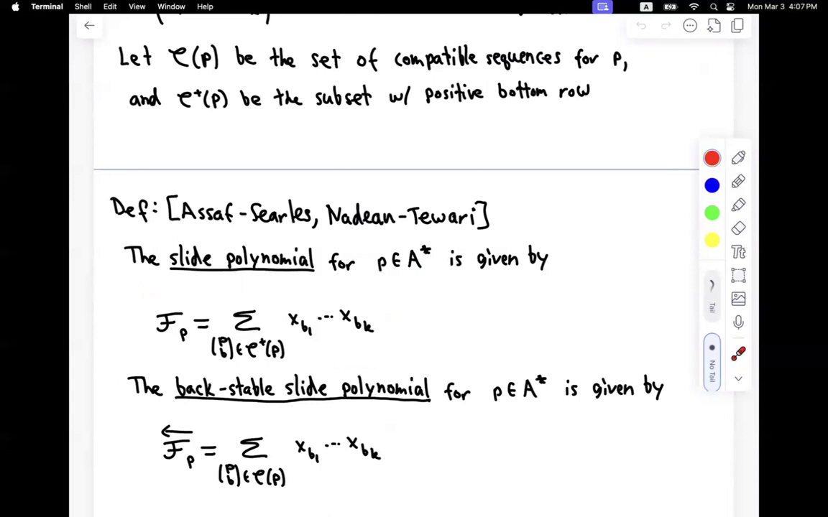So F sub P is the sum over all positive compatible sequences. And we just take the monomial where, if the bottom row is B1 through BK, we take those variables, X sub B1 times X sub B2 all the way up to X sub BK. And the backstable slide polynomial is exactly the same definition, except instead of just positive compatible sequences, we now use all of them. These are not strictly speaking polynomials, but we abuse terminology, as is convention.